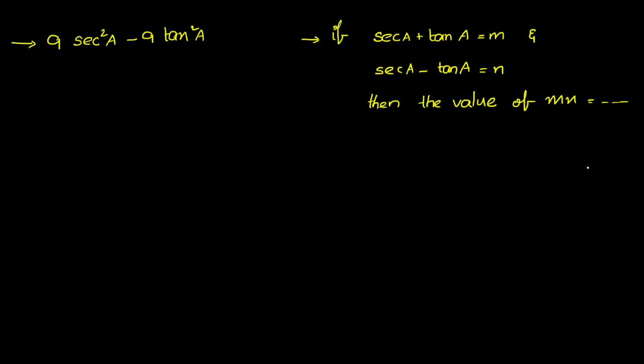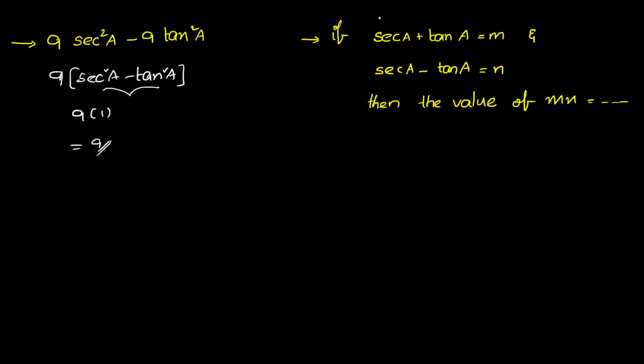And coming to the next problem, this problem we have already done. Taking 9 common, we get 9 into (secant square a minus tan square a). So 9 into 1, because secant square a minus tan square a is nothing but the second identity and its value is always 1. So 9 ones are 9 is the answer.